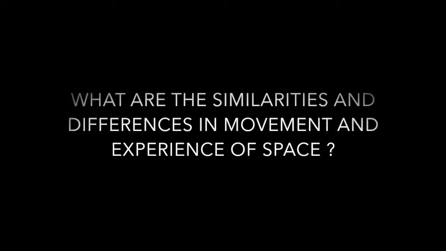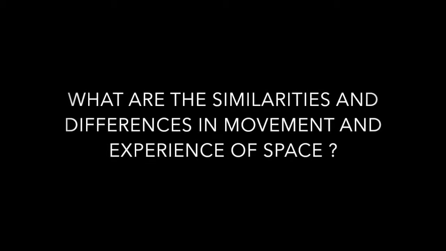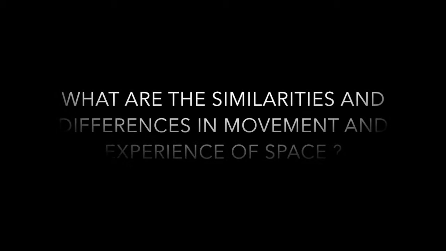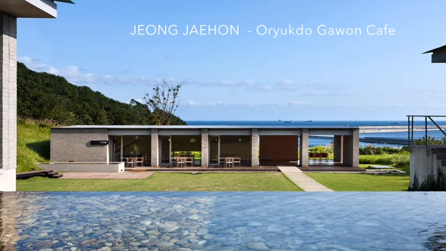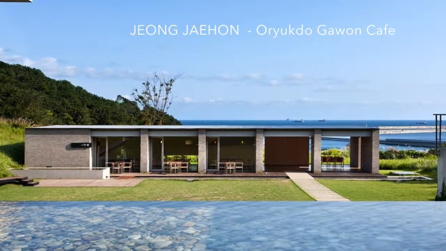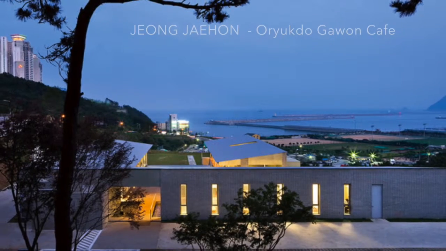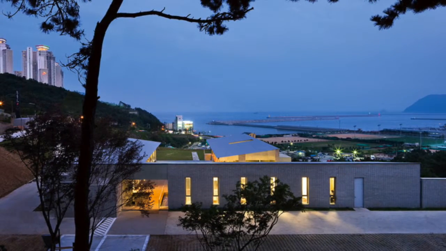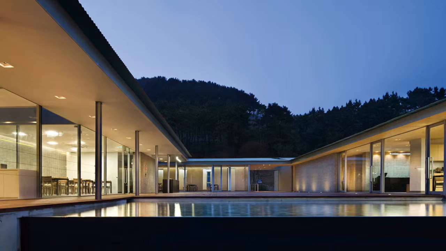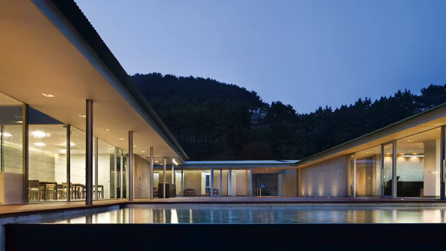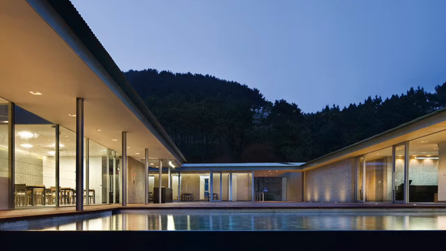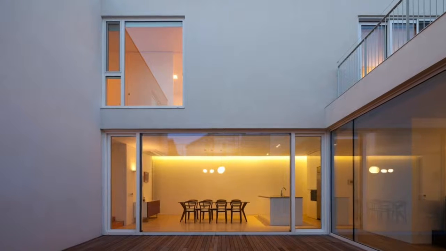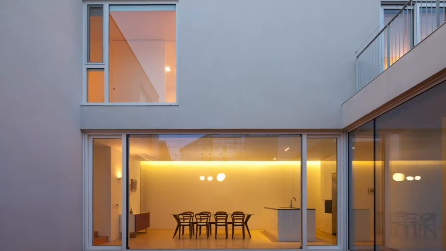To talk about question 3, what are the similarities and differences in movement and experience of space? We can say that in terms of movement and experience of space, Jung Jae-hon is applying continuous horizontal building shapes in order to create a link with the landscape and favor circulation through the buildings, especially for the Oryukto Gavon Cafe. For both projects, he's using the courtyard as an additional light source and a possibility to open up the building to the inside and break up the kind of massive stone constructions.